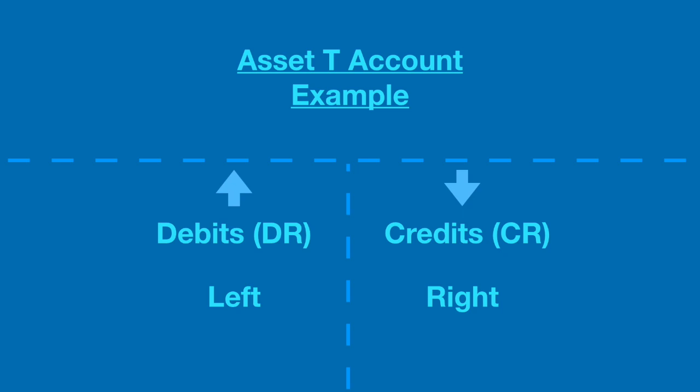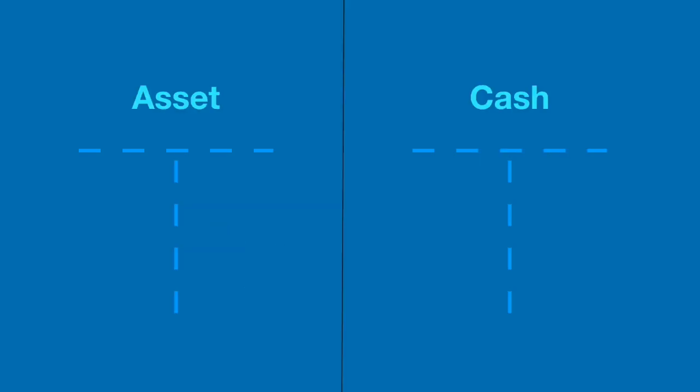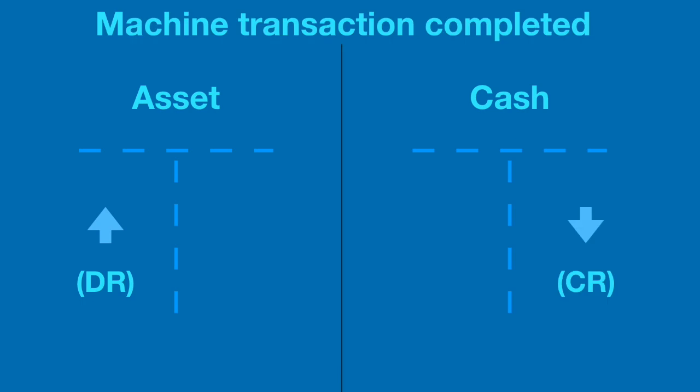For example, let's take an asset account. A company buys a machine, so the machine account is debited and increases, recording the cost of the machine. But the cash account is credited, so the cash account has to decrease.